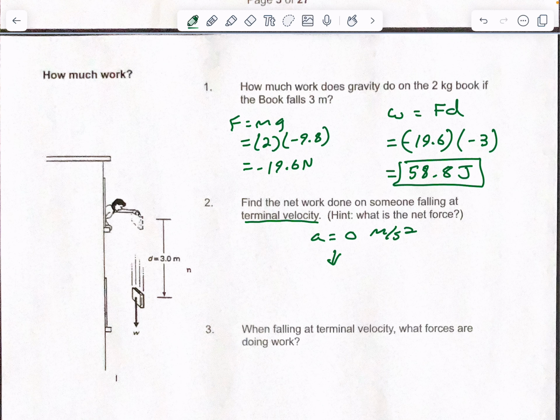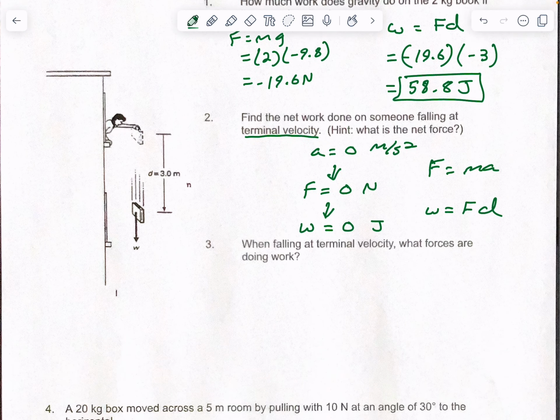So if I know that F equals ma, and a is 0, that means my net force would have to be 0 newtons as well. And if I know work equals force times distance, and F is 0, then therefore my net work is 0 joules. So you need to actually have a net force over a distance in order to have work. So that doesn't mean nothing's acting on it, just means your net work would be 0.